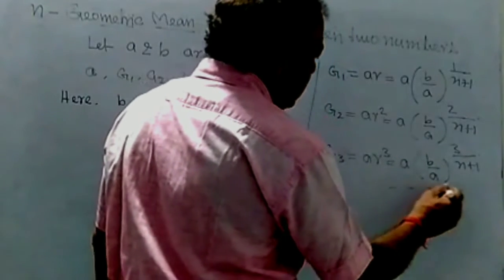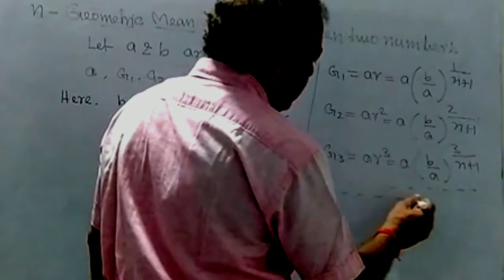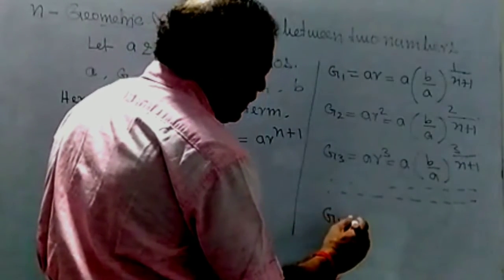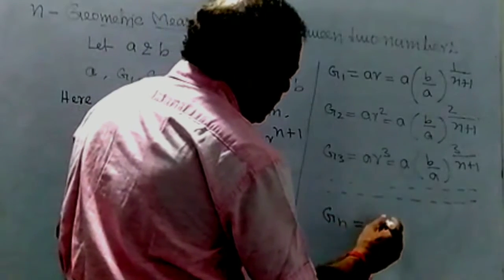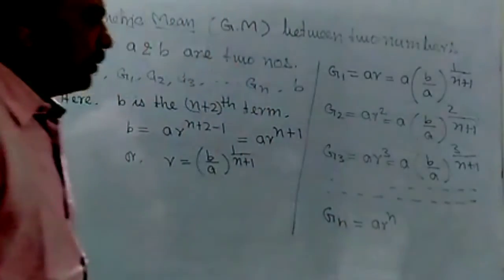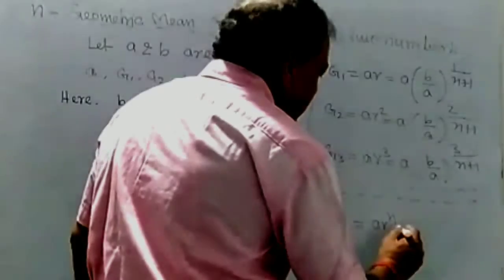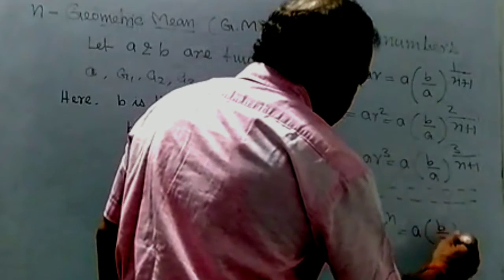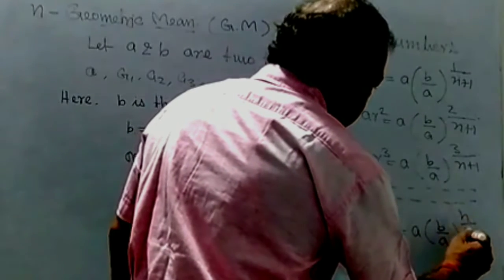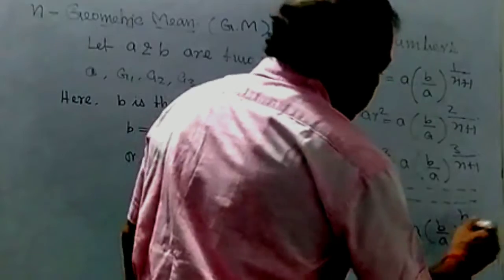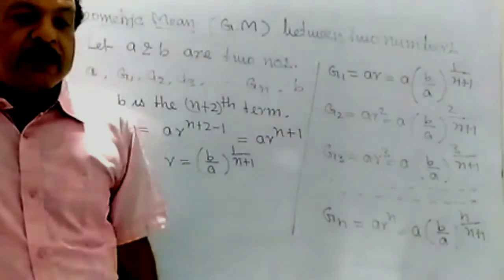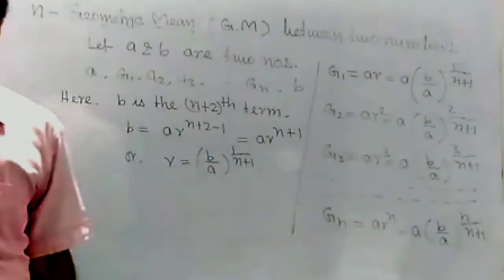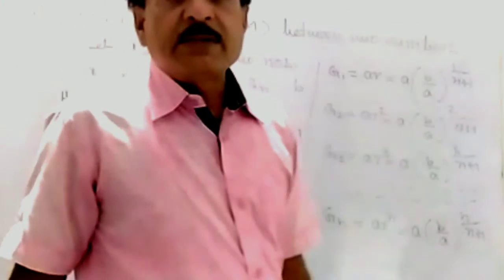In this way you can insert n geometric means. Gn is A r to the power n, which is A (B by A) to the power n upon n plus 1. In this way you can insert n geometric means between the two numbers.